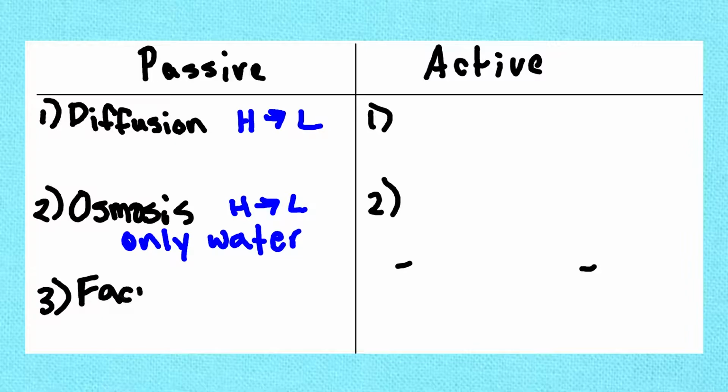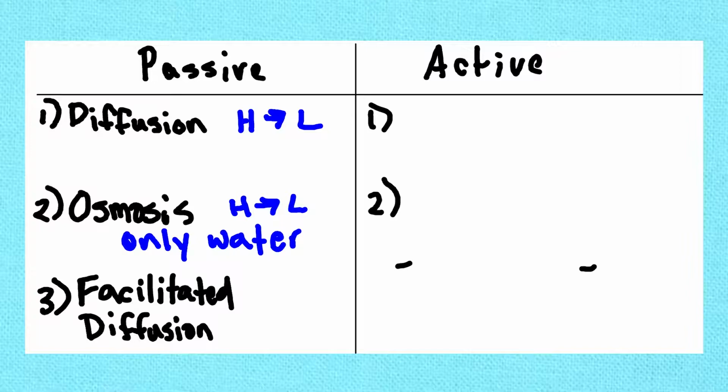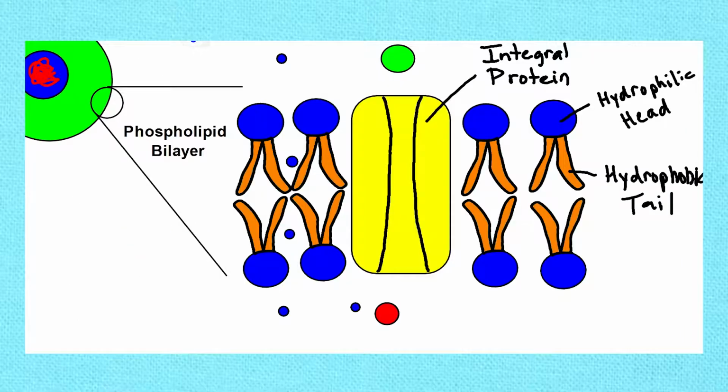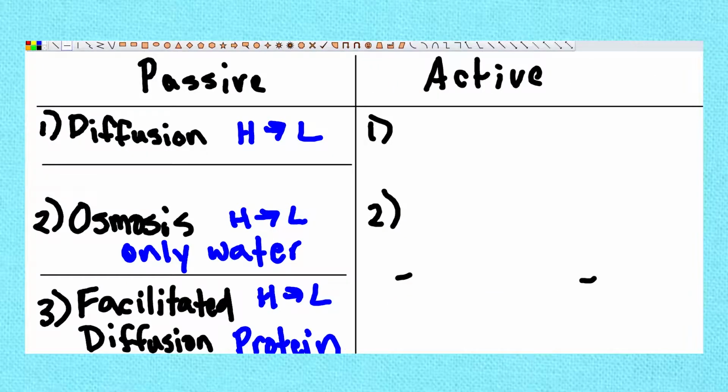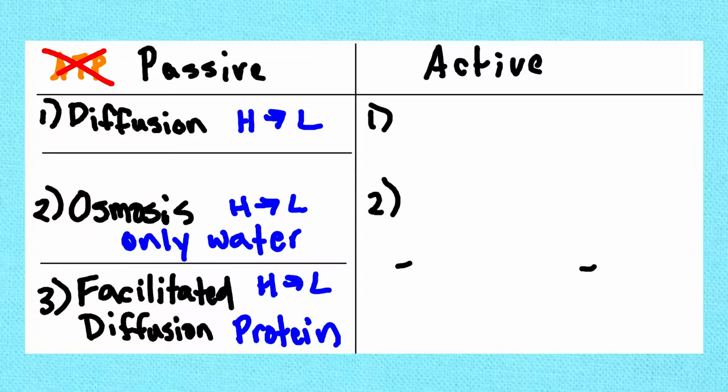And then the last one is facilitated diffusion. Still high to low, but maybe the molecules are too big or they can't get in through the cell membrane. So they're helped by our yellow guy over here, which is an integral protein. The integral protein is facilitating the movement in and out of the cell. It's helping it out. Alright, so those are the ones we already know about passive. Remember, this is all no energy, no ATP. So let's move to the active ones, the new ones, where we need ATP.